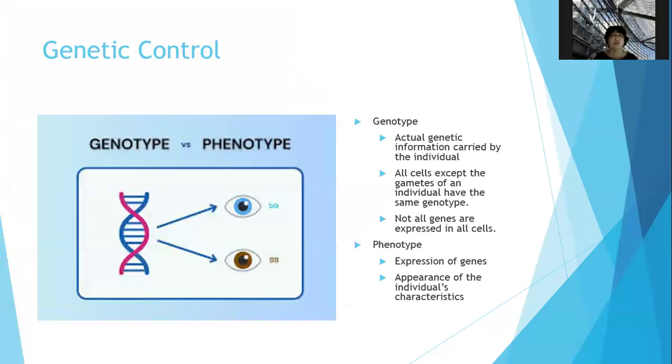So genotype versus phenotype. Genotype is the actual genetic information carried by the individual. So when they sequence genes and stuff, that's what they see. They see your genotype. All cells except for the gametes of an individual have the same genotype. So your liver cell has the same genotype as your heart cell, and they have the same genotype as your skin cells.